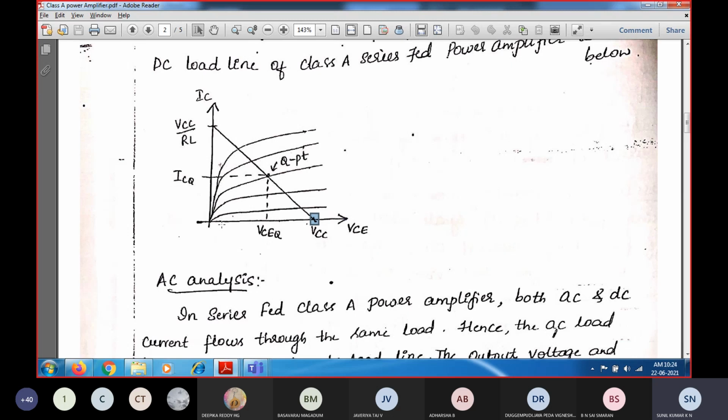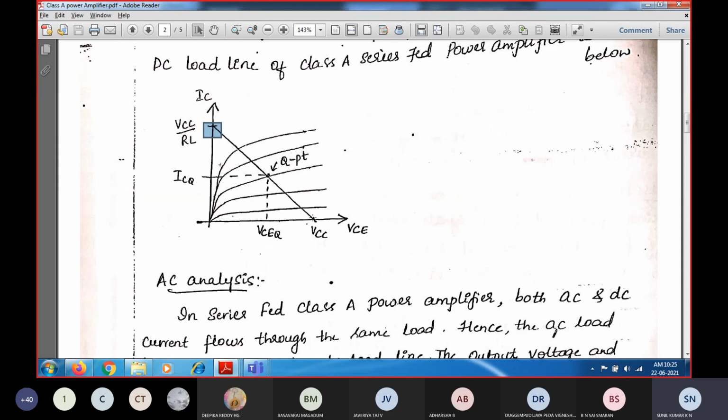This is a BJT collector to emitter voltage and collector current characteristics, in which the x-axis corresponds to the cutoff point, wherein there will be no output current. So this is the cutoff point, this is the saturation point, and this is the linear region. In this linear region, you need to select in order to consider it as an amplifier. So for class A, we select the Q point at the center of the load line.